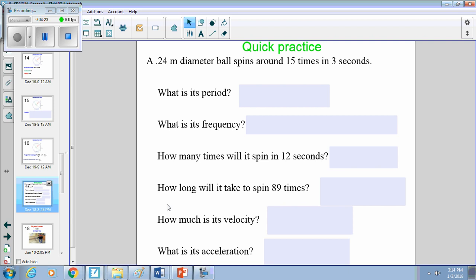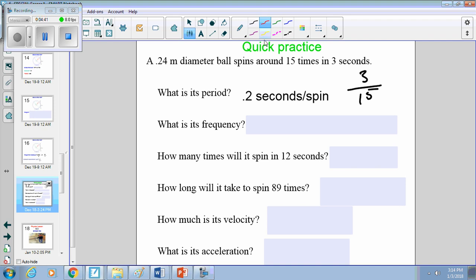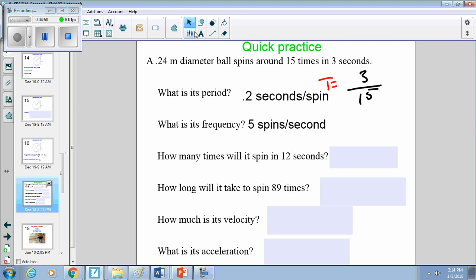All right, so let's go ahead and give this a shot here. What is the period of this object? So let's see, period is time per spin. So 3 divided by 15 should give us 0.2 seconds per spin. That's the period. That is our capital T. What is its frequency? So that's the inverse of period, or how many spins per given amount of time. This has a funky looking f for frequency.